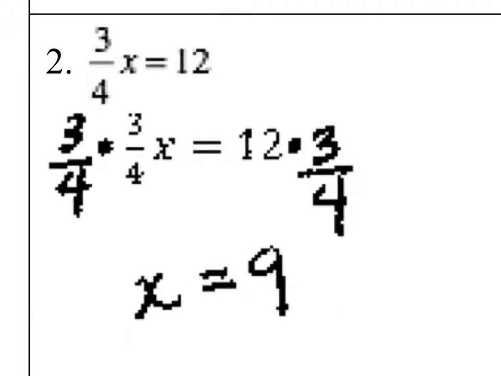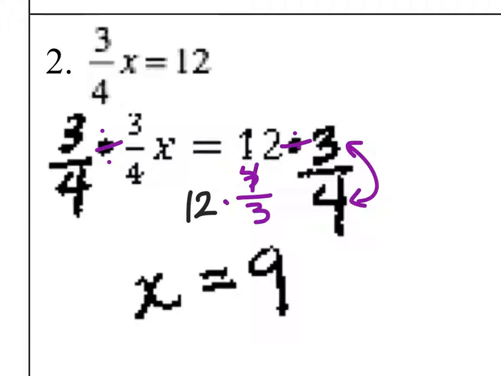All right, here's number 2. So this is 3 divided by 4. The problem is that it's multiplied by the x, so it's kind of a double operation, right? What we could do is divide both sides by 3/4. 12 divided by 3/4, you guys hopefully remember, we don't actually ever divide by fractions. We multiply by them, but we flip the fraction, so 4/3.